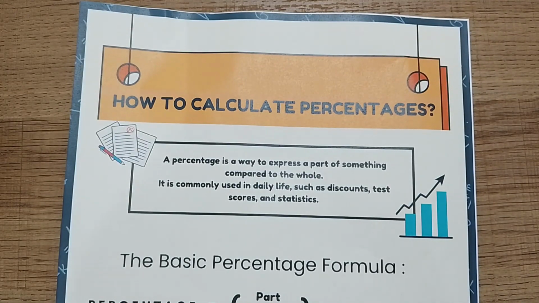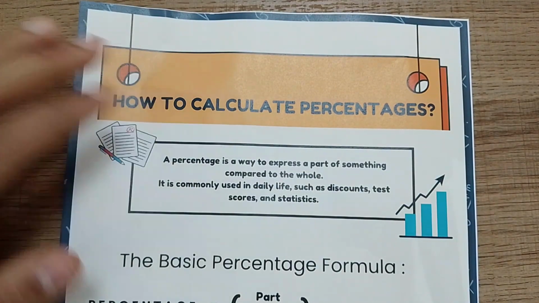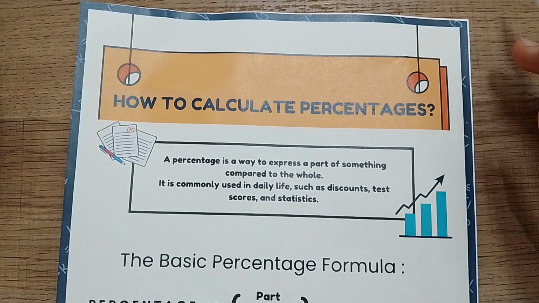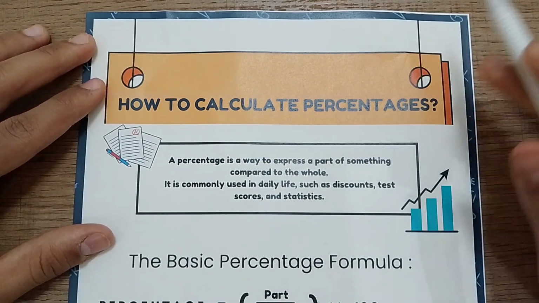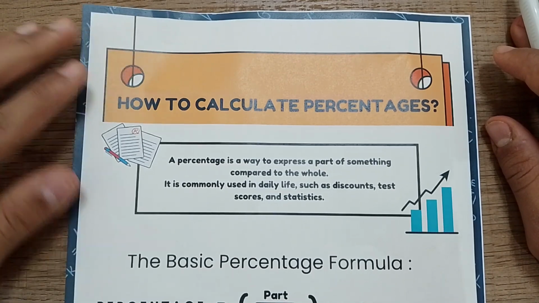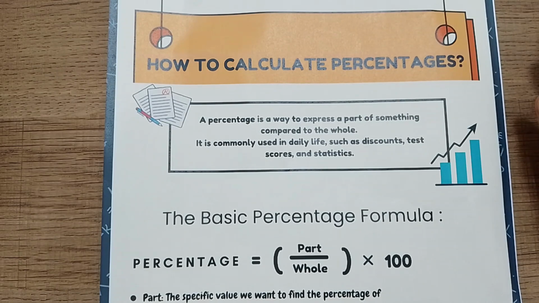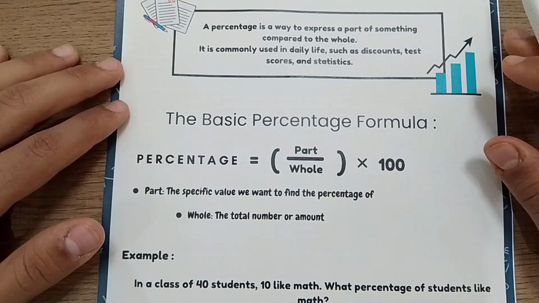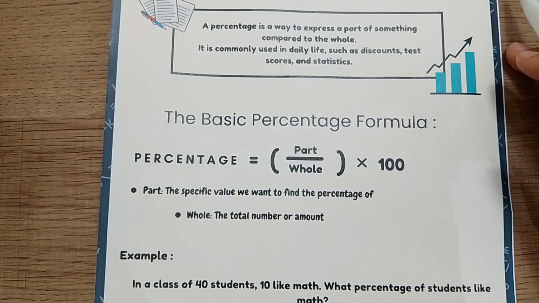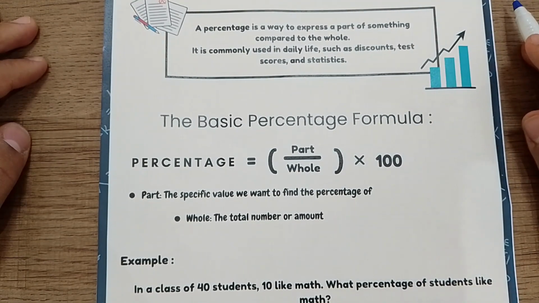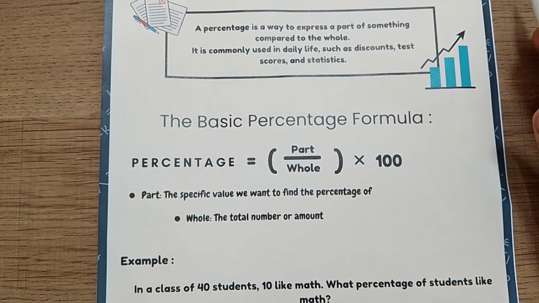There is another way to look at percentages. How to calculate percentages, the other form of a percentage. A percentage is a way to express a part of something compared to the whole. It's commonly used in daily life, such as discounts, test scores, and statistics. It's really common in our daily life, and it's useful. So we have this formula, the basic formula of percentages. This formula says part over whole times 100.